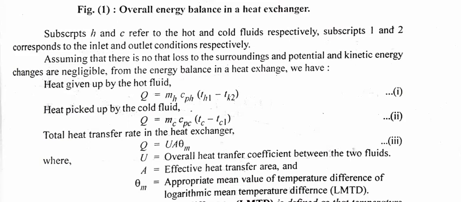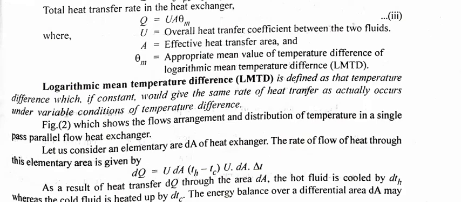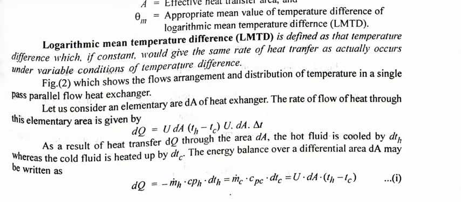The total heat transfer rate in the heat exchanger is Q = U A theta m, where U is the overall heat transfer coefficient between the two fluids, and A is the effective heat transfer area, where theta m is the appropriate mean value of the temperature difference, the logarithmic mean temperature difference, known as the LMTD in short. Here the LMTD is defined as the constant temperature difference which would give the same rate of heat transfer as actually occurs under the variable condition of temperature difference.